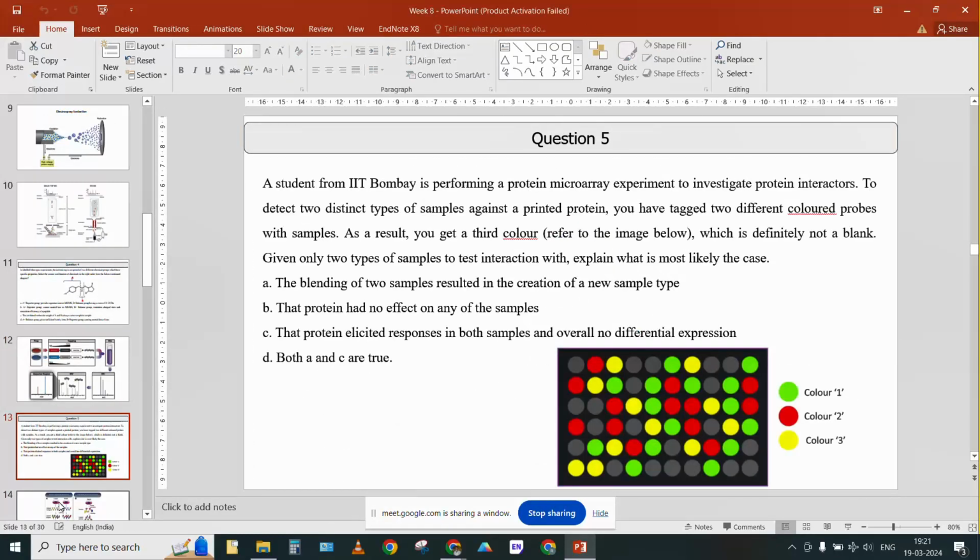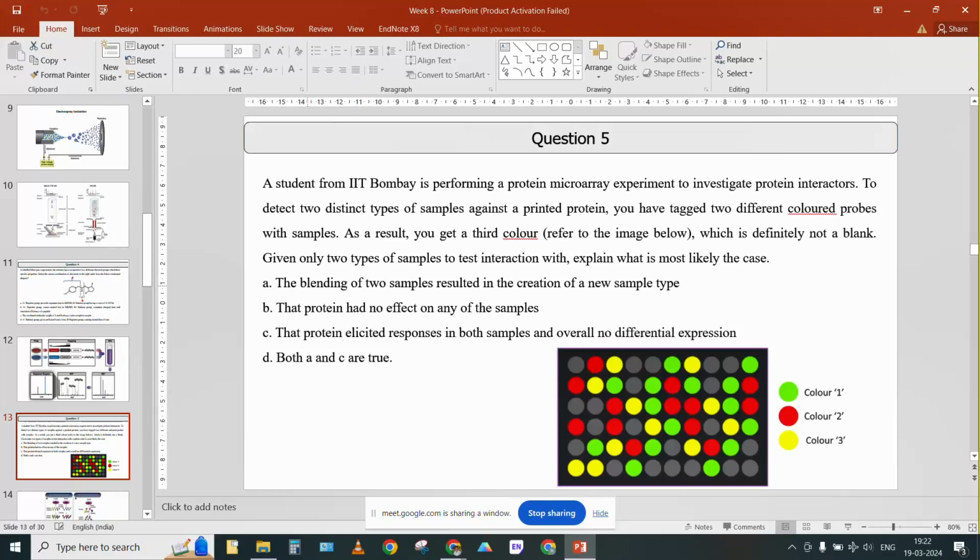Moving to the next question, question 5. A student from IIT Bombay is performing a protein microarray experiment to investigate protein interactors. To detect two distinct types of samples against a printed protein, you have tagged two different colored probes within the samples. As a result, you get a third color, referring to the image where colors 1, 2 and 3 are given here, which is definitely not a blank one. Given only two types of samples to test interaction with, explain what is the most likely case. The four possible options are given here.